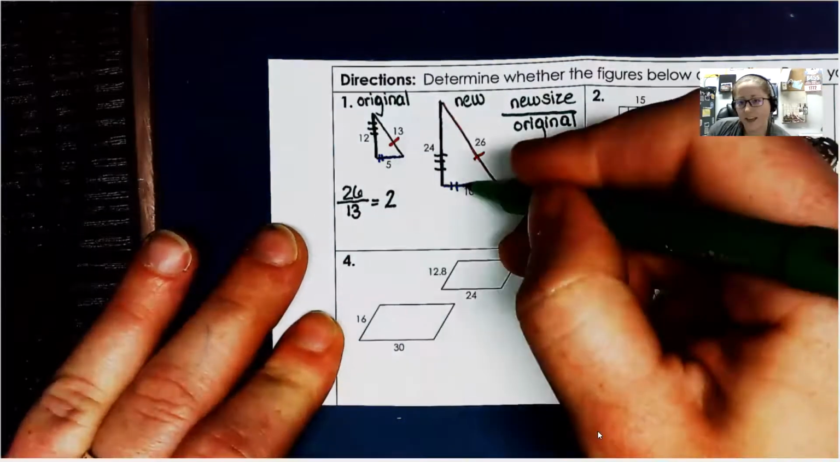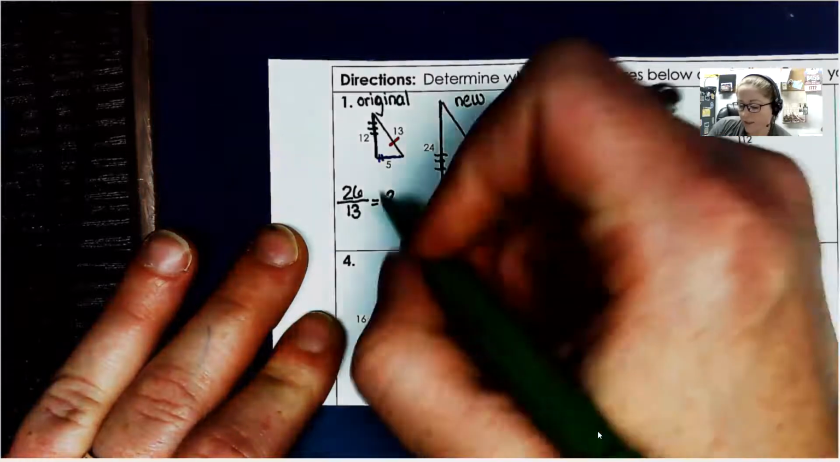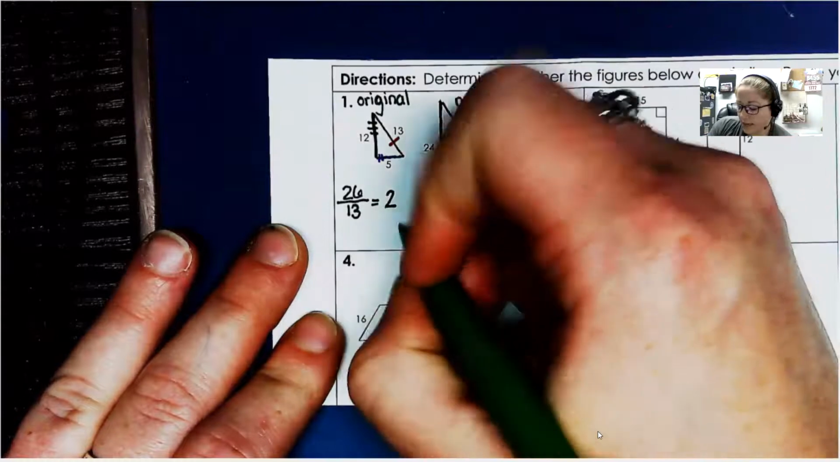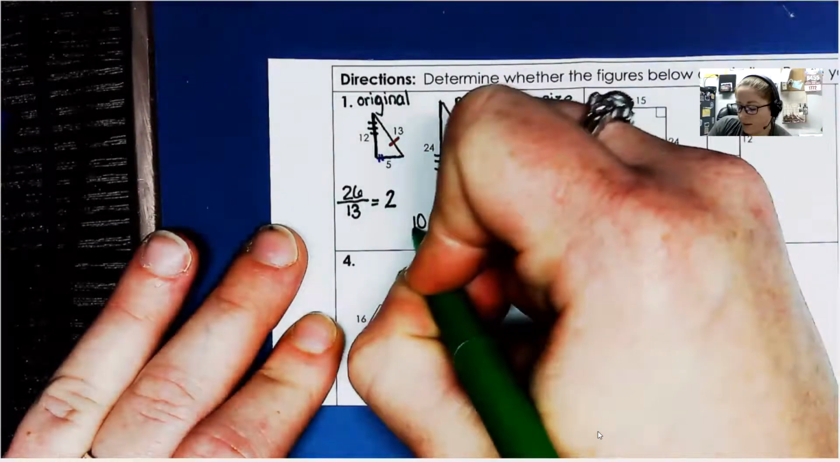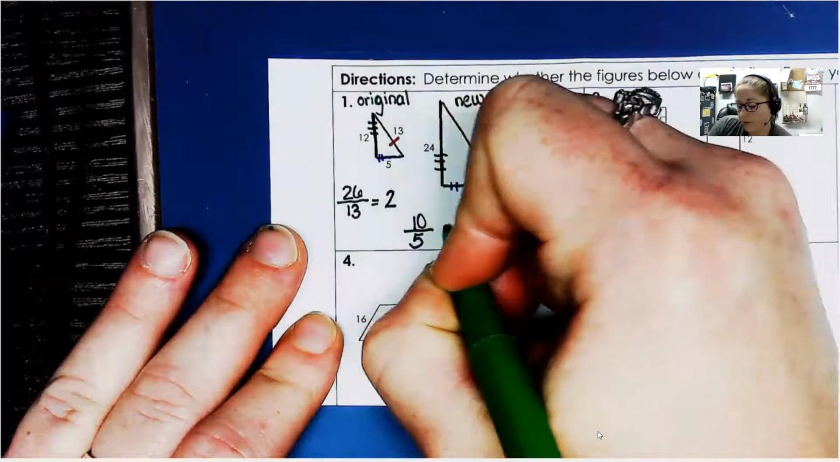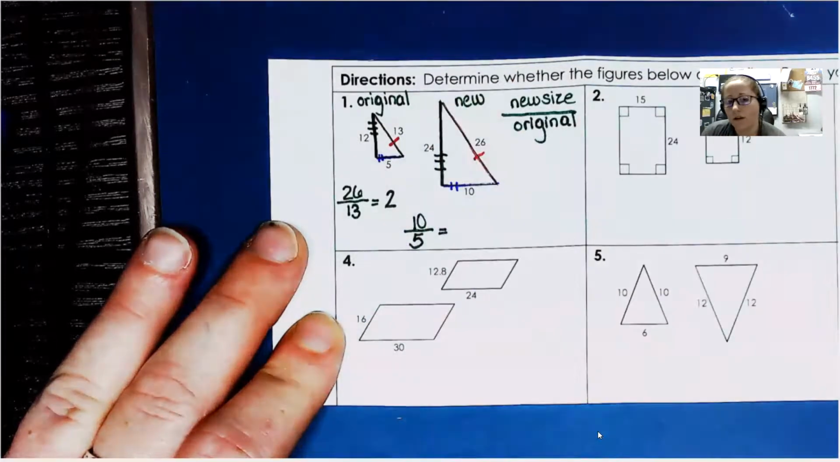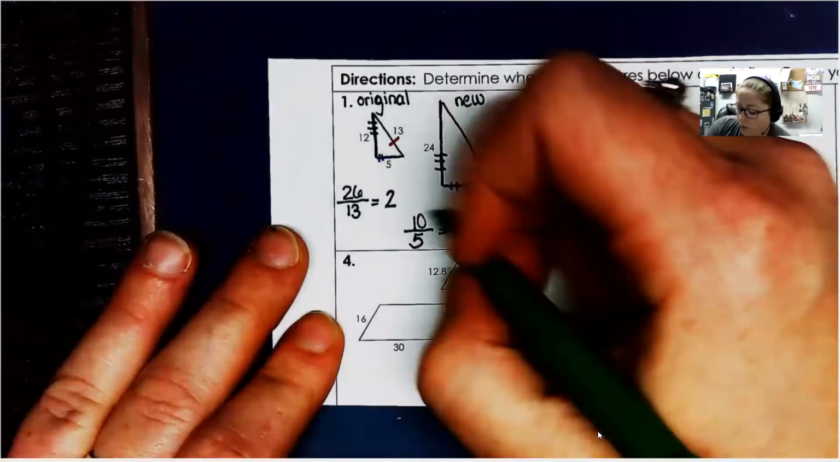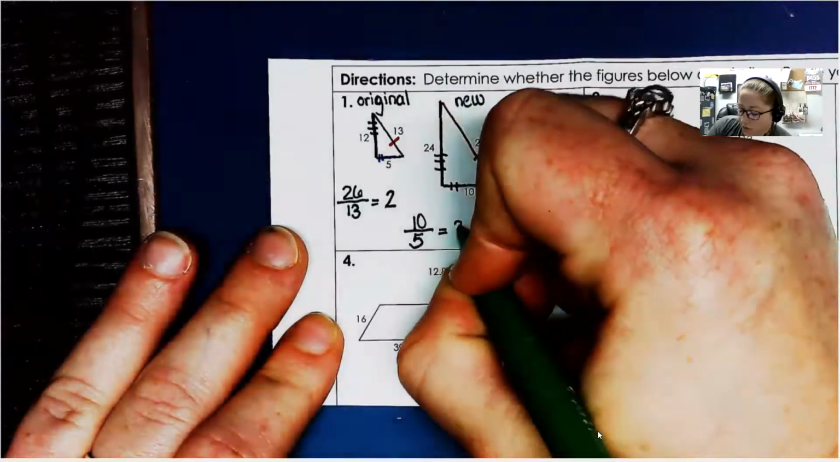Now let's do the side that has the 2 dashes. So we've got the original and the new. And so we're going to take 10, put it over 5. And again, this is a division. Fractions are division, so we would say 10 divided by 5 will give us 2.